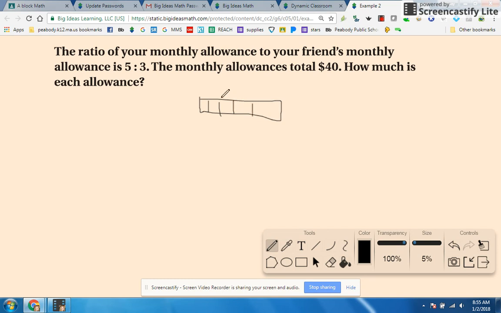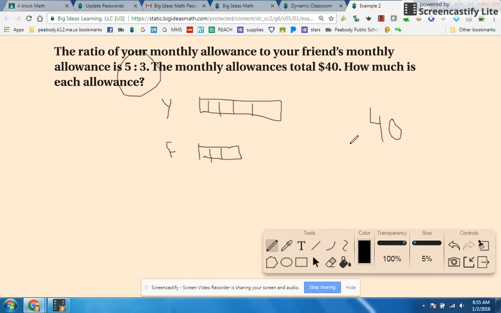Okay, and then I'm going to put a Y for you because it's saying your monthly allowance. Then it says your friend's monthly allowance. That part of the ratio is 3. So rectangle, cut it into 3 pieces. I'll put an F for friend. All right, now we want to count the total amount of boxes in our tape diagrams. So that would be 5 plus 3, which is 8. Another way of getting that answer is just adding these 2 numbers here. So 5 plus 3 is 8. The total amount of money is 40.